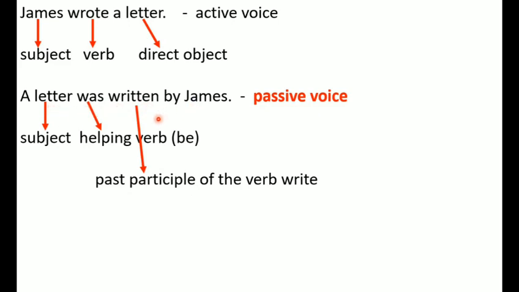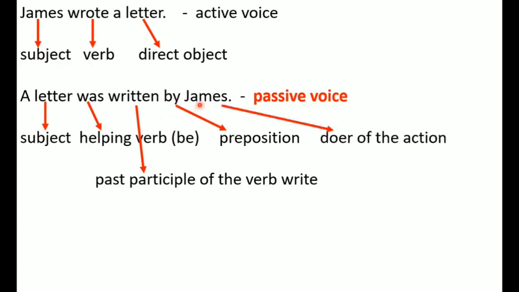Now, it is followed with the preposition by. And then, James is the doer of the action. So, magkapartner itong dalawang ito. If you want to indicate who did the action, then you are going to use the preposition by, followed with the doer of the action, James.